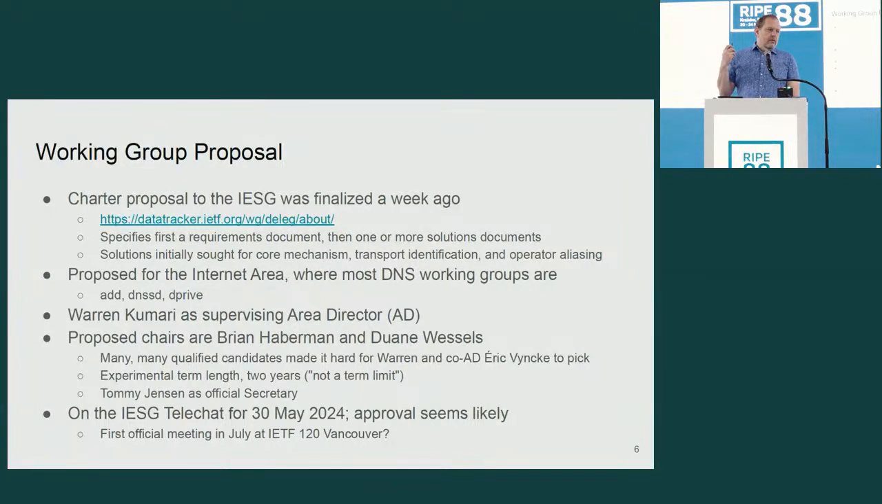And Warren Kamari is proposed to be our new area director for the group. The other area director for INT is Eric Thank, who worked with Warren in getting this proposal off the ground. But ultimately, one of them has to take responsibility for handling the working group. The proposed chairs that Warren and Eric were finally able to whittle it down to are Brian Haberman, one of the DPrive co-chairs, and Dwayne Wessels from VeriSign, who many of you are very familiar with.